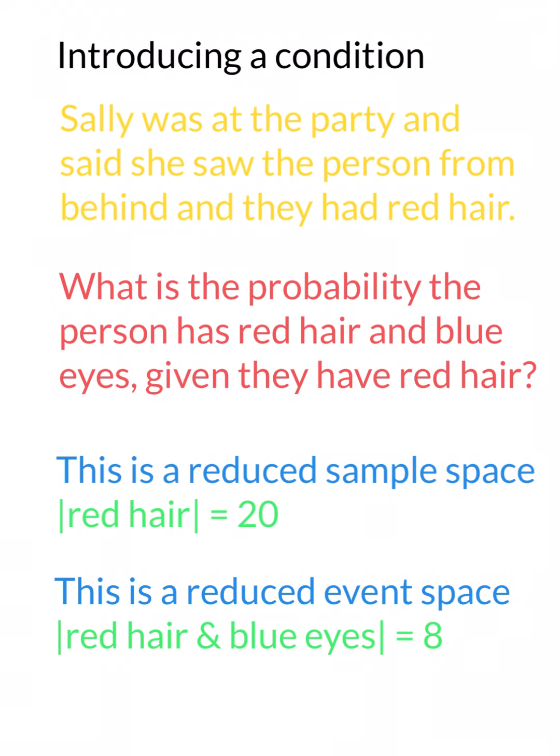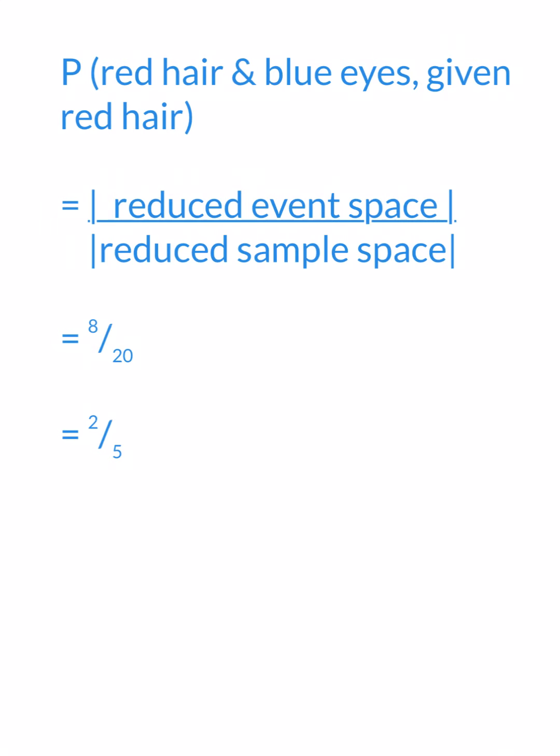Now let's introduce a condition. Sally was at the party and said she saw the person from behind and they had red hair. What's the probability the person has red hair and blue eyes given they have red hair? So this is a reduced sample space. The number of people with red hair is 20, and it's also a reduced event space because the people with red hair and blue eyes is 8. So this gives us the probability of red hair and blue eyes, given the red hair, as 8 out of 20. So 2 out of 5.